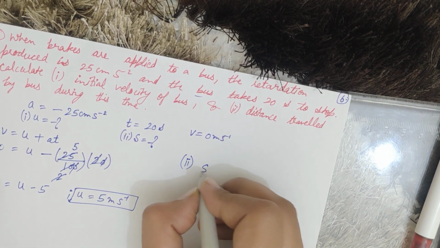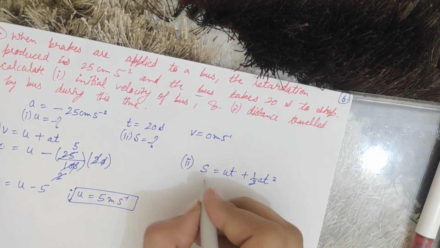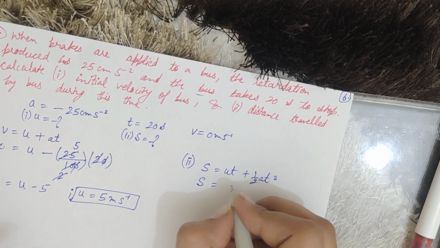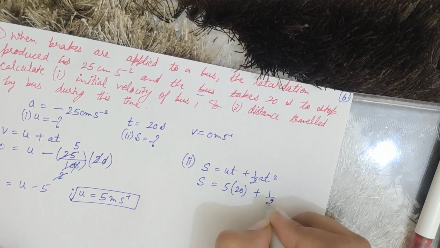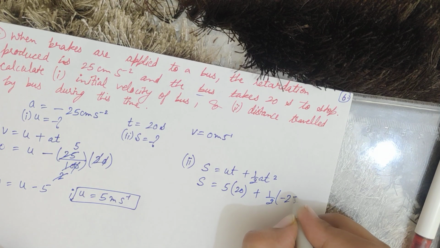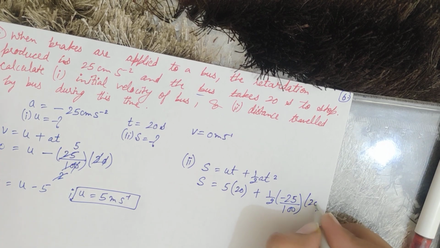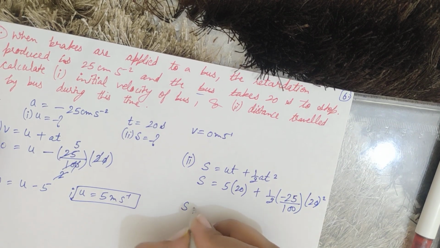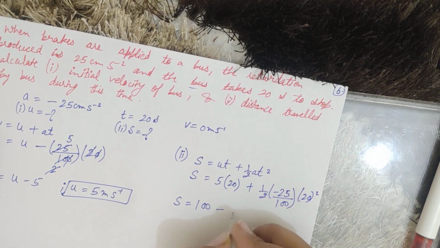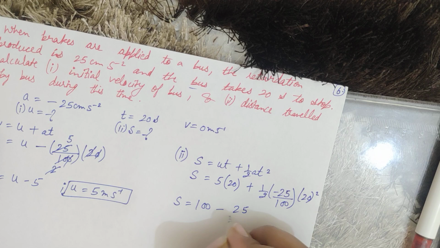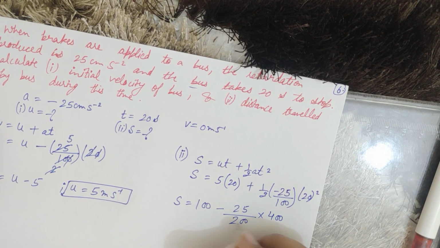As we know, s is equal to ut plus half at square. This one we can use here. As we need to find, u is 5, time is 20, plus half, acceleration is minus 25 divided by 100 in the meter. Time is again 20, its square. S is equal to 100 plus minus minus, it is 25 divided by 200 multiplied by 400.